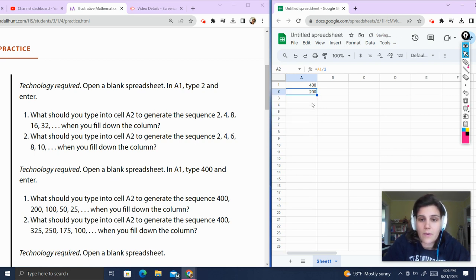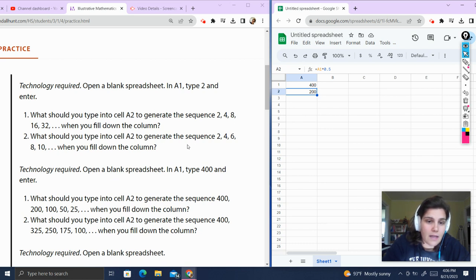Now, if we wanted to talk about this in terms of multiplication, we could also say this is equal to the cell above it times 0.5, 1/2, and that does the same thing. So division and multiplication are cousins, and as long as you're familiar with your arithmetic facts, you should be able to use them interchangeably in questions like this.